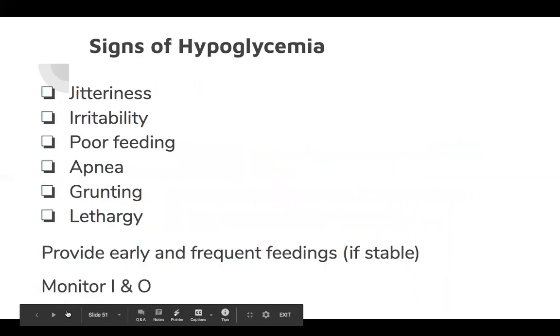Signs of hypoglycemia: jitteriness, irritability, not feeding very well, and they may have those signs of RDS, the grunting, the lethargy. So you want to make sure, as long as they're able to suck and swallow and they're alert and oriented, feeding is the number one way to manage a low blood sugar in a term, otherwise stable infant.